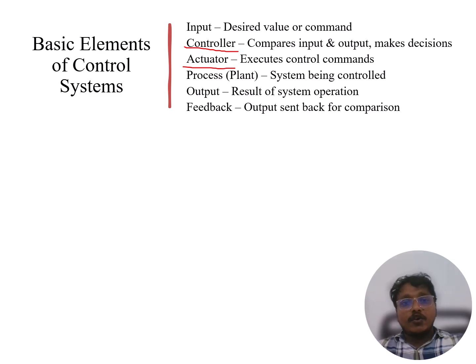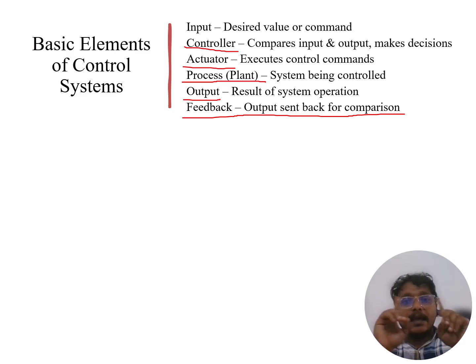And after that, where it needs to be controlled, the total thing will be controlled under the process or plant. And after that, the output. So based upon this output itself, whatever the output voltage or control or whatever the result is, which is going to be controlled, that will be done through this one.